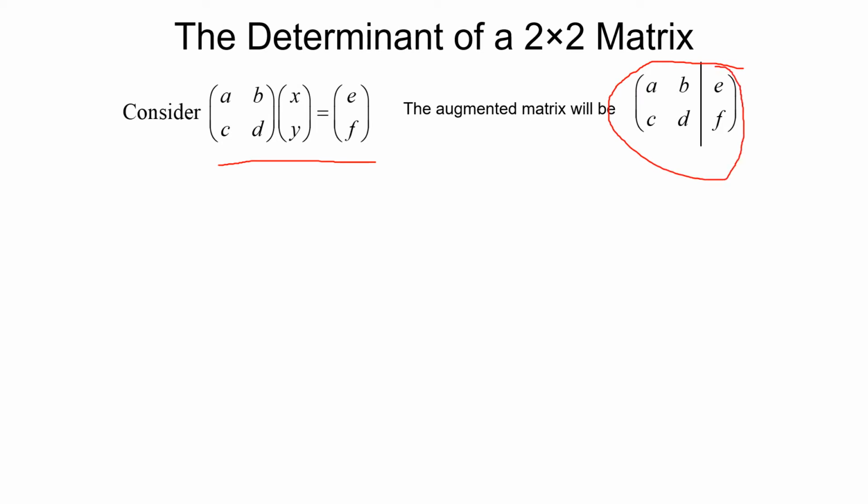So it's basically moving A, B, C, D over here. Don't forget the curve brackets at the end. And then this line over here is as if it represents X and Y, and EF is moved over here. So this is the augmented form of a matrix.